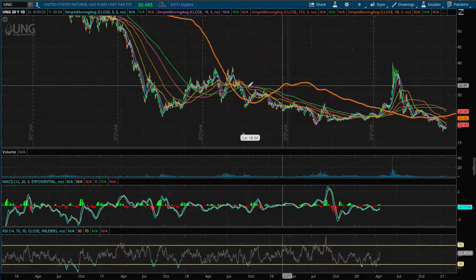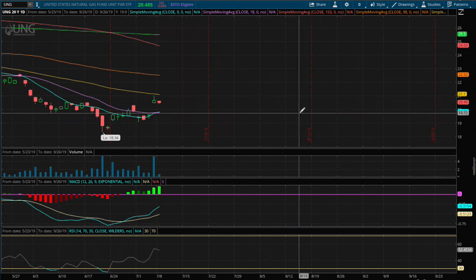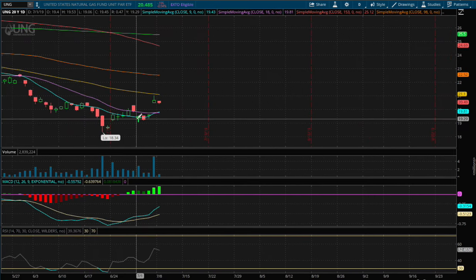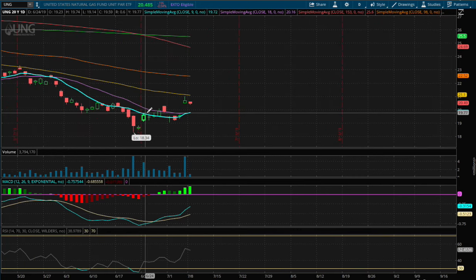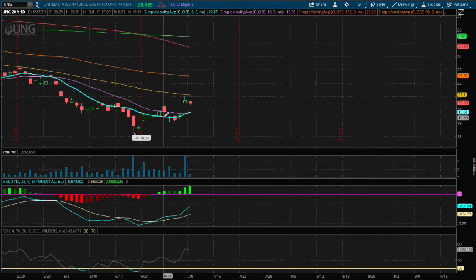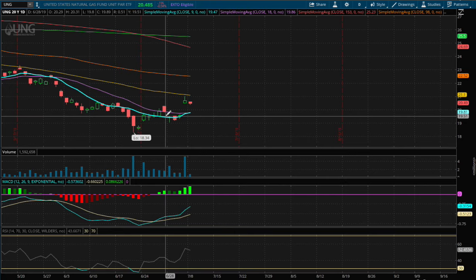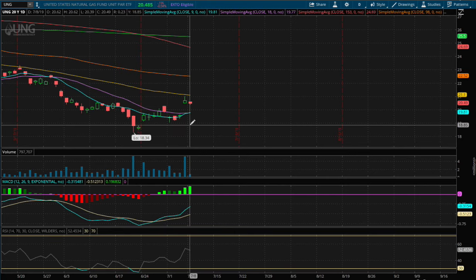On the daily chart, we see the 9-day is converging up to the 18-day moving average. That's a positive sign for the trend reversal. At the moment, I do see possible sideways action.